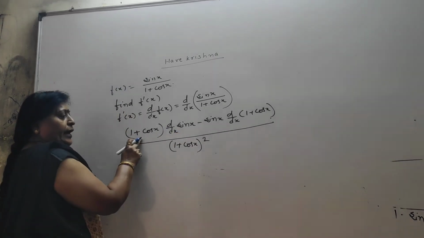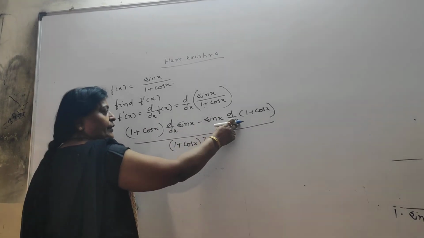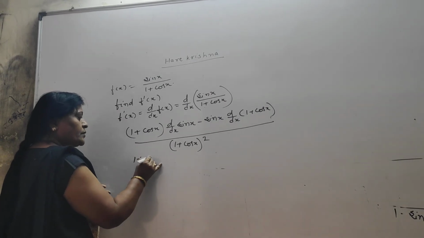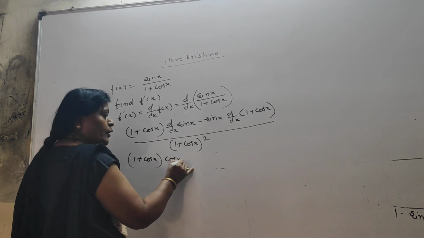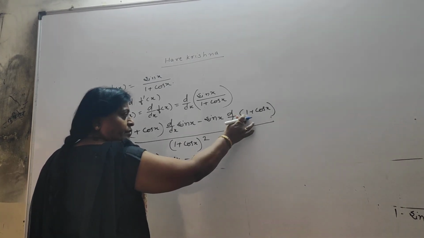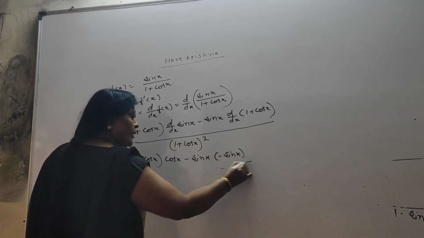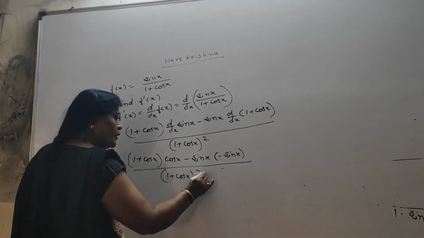So the denominator remains as it is. Take the derivative of the numerator, minus the numerator as it is, take the derivative of the denominator, divided by denominator square. 1 plus cos x. The derivative of sin x, that is cos x, minus sin x remains as it is. Here the derivative of 1 is 0, cos x the derivative is minus sin x. Here again 1 plus cos x whole square remains as it is.